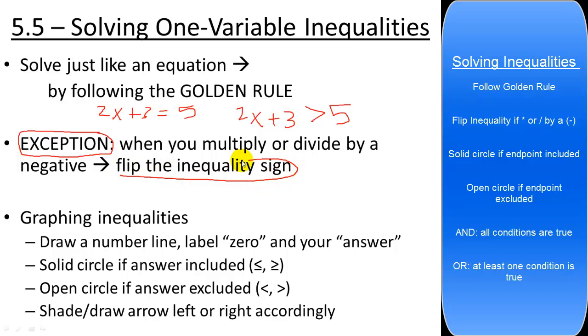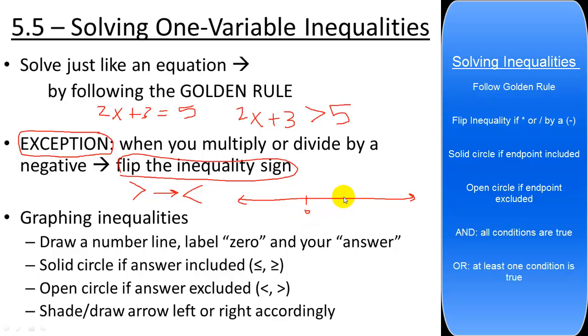What flip the inequality sign means is if it used to be a greater than sign, it's now going to become a less than sign. So if it's greater than, it goes to less than. If it's less than, it goes to greater than. And the reason you have to do that, if you want to imagine a number line, we'll just explain this real quick. Imagine a number line.